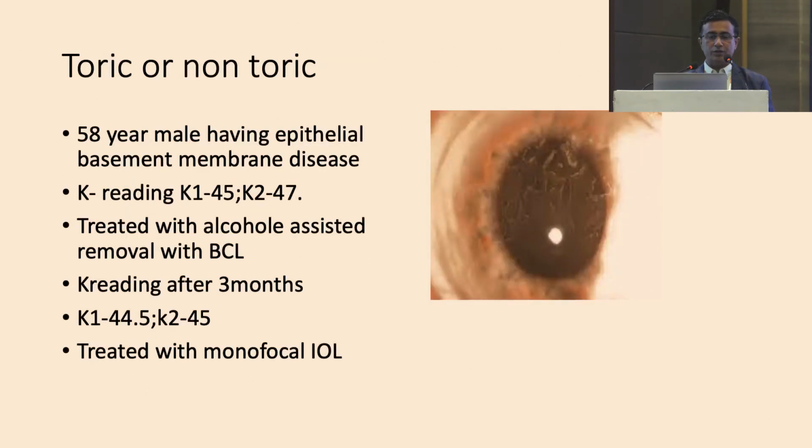Toric or non-toric. This is another case scenario: a 58-year-old male having epithelial basement membrane disease with K reading of 45 vertical and 47 horizontal. This was the dilemma: whether to put a toric IOL, or to treat this basement membrane disease and then go again for IOL power, and then consider whether this patient is for toric or non-toric. So we debrided this epithelium, which was loose. The K reading improved to 44.5 and 45. So this was treated with a monofocal IOL.